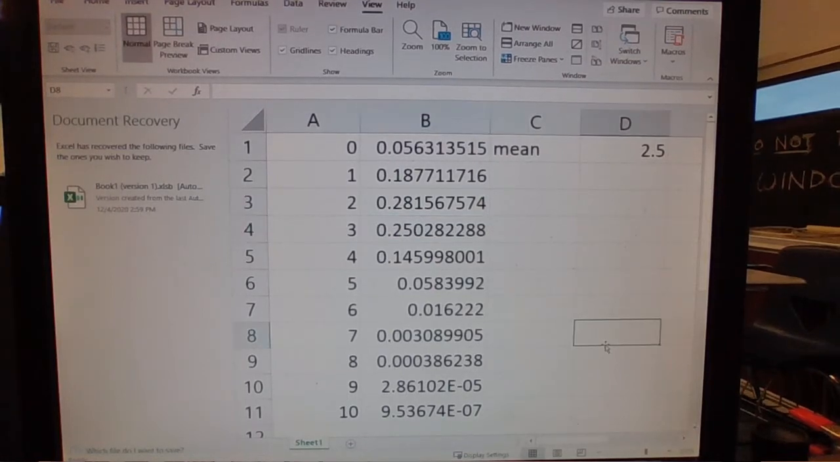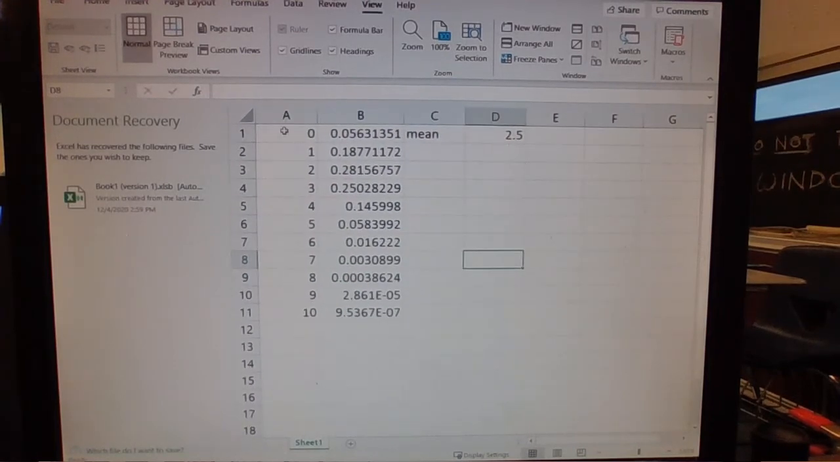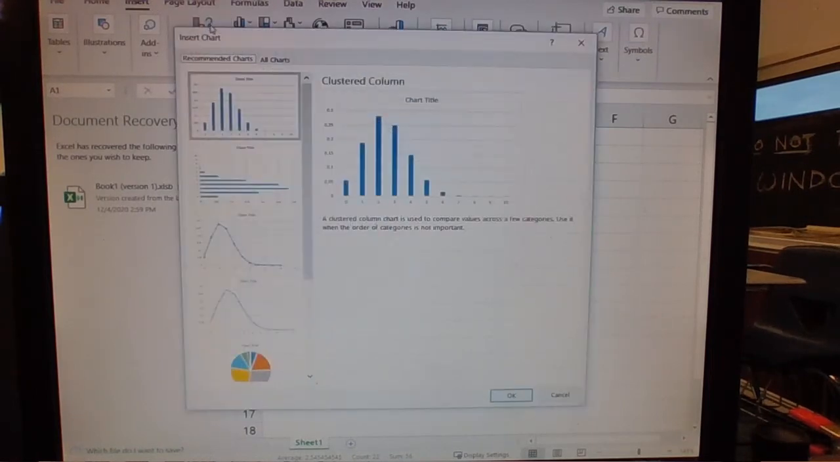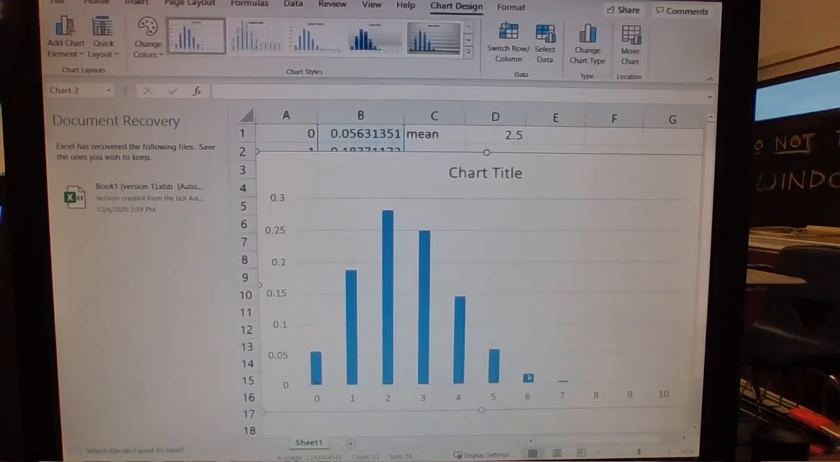Think about this. This is going to be a tool that I think is beneficial for us. I'm going to highlight these, and we'll go up to Insert, Recommended Charts. This first one here gives us this histogram. It's a probability histogram showing our probabilities here, or we can think about it as frequency as well. There's the probability of 0, probability of 1. So does your mean occur at 2.5 where most of your data is occurring, right?